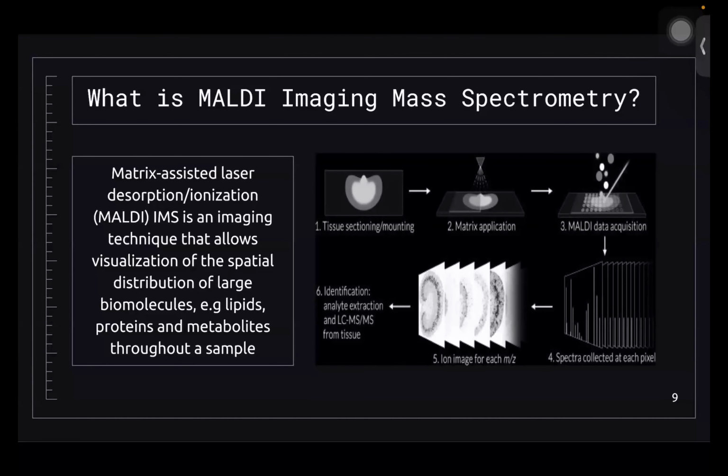So what is MALDI imaging mass spec? First, MALDI means matrix-assisted laser desorption ionization. Don't worry about it. I'm going to take you through what that basically means. But it is an imaging technique that allows the visualization of the spatial distribution of large biomolecules, for example, lipids that I spoke about, or proteins, or metabolites throughout a sample. So it basically shows how certain macromolecules are distributed in a particular tissue sample.